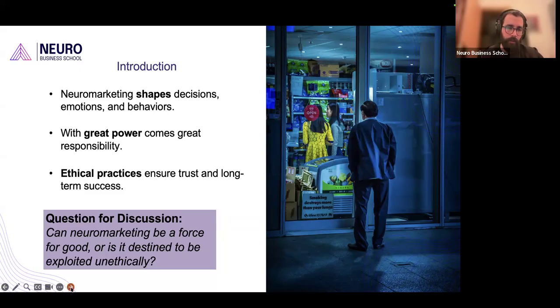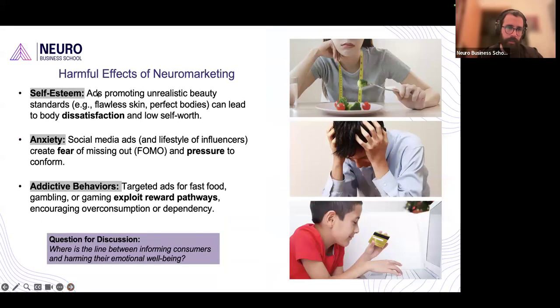Let's talk about the potential harmful effects of neuromarketing. Self-esteem. That is something that probably you know from other classes and from your life. Ads could promote unrealistic beauty standards. That's something that happens so often: flawless skin, perfect bodies, and this can lead to body dissatisfaction and low self-worth.